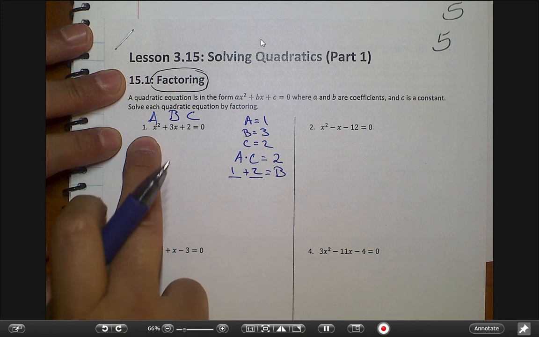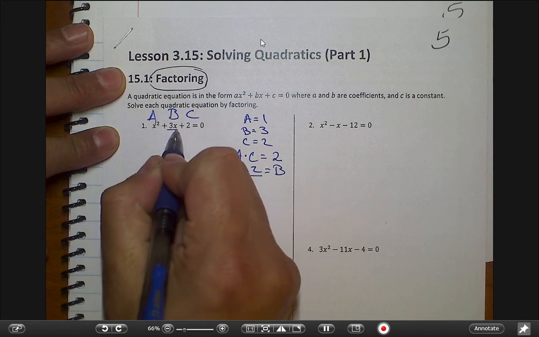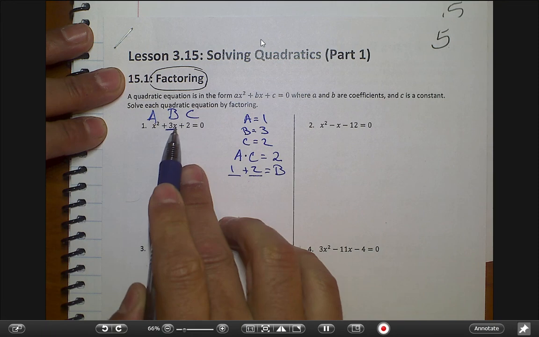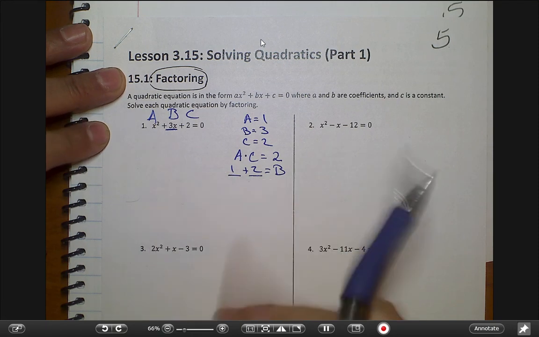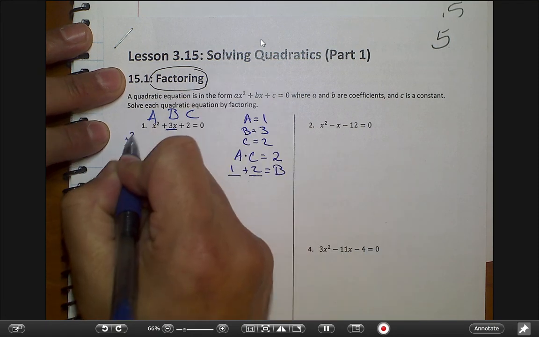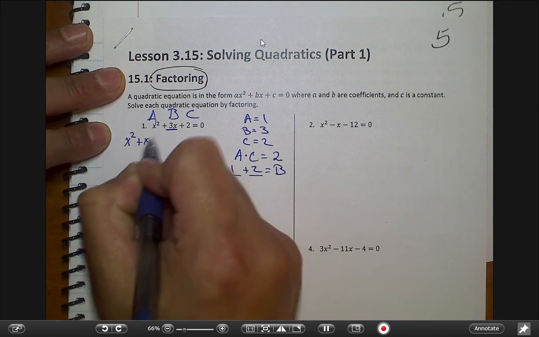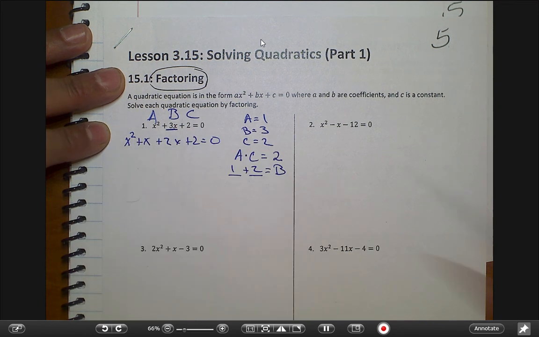So I'm going to go ahead and do this now. I'm going to replace my B value with these. My B has an X, doesn't it? So these numbers also have to have X's. So I'm going to have X squared plus 1X plus 2X plus 2 equals 0.